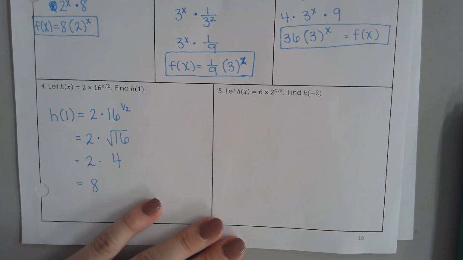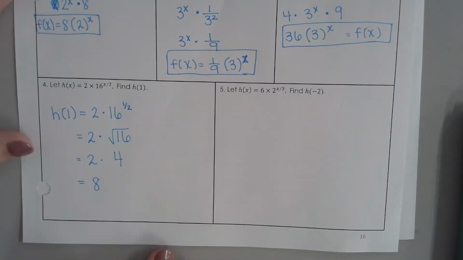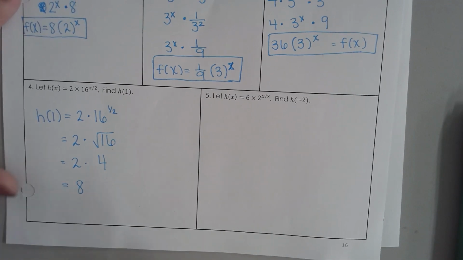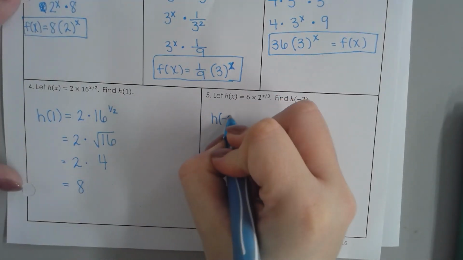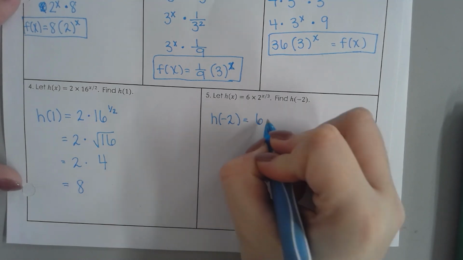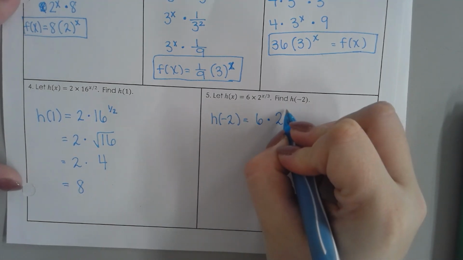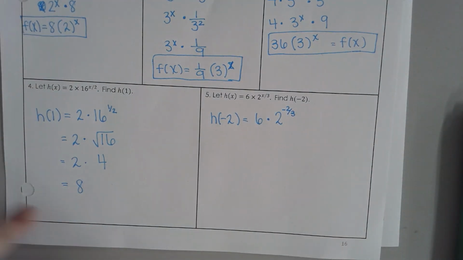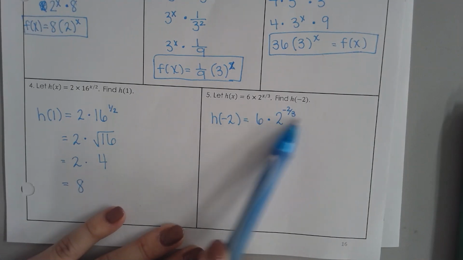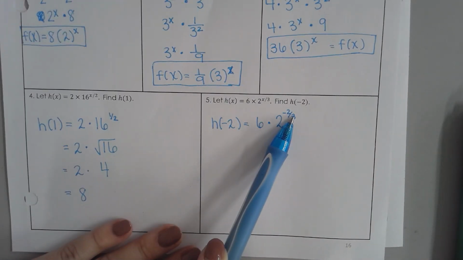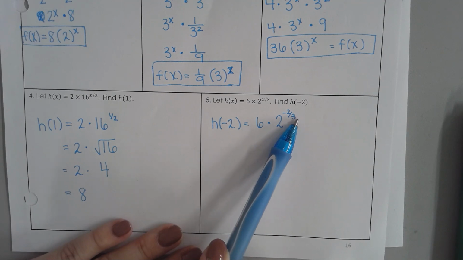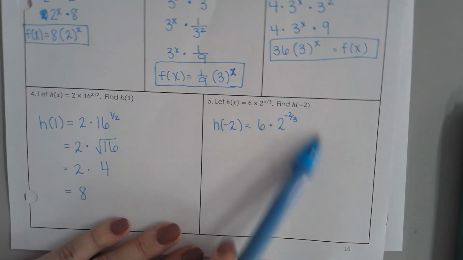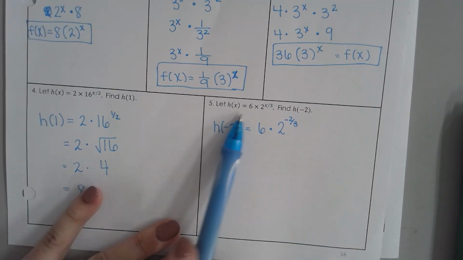Number 5 does not work out. We don't work it out to a whole number. You're working ahead and are confused. So h of negative 2 is 6 times 2 to the negative 2/3 power. But you never, ever, ever want to leave a negative anywhere. So the first thing I've got to do is get rid of this negative exponent. Negative exponents move to the bottom. You're bad, you're negative, you move to the bottom.